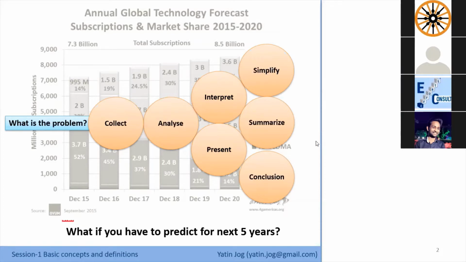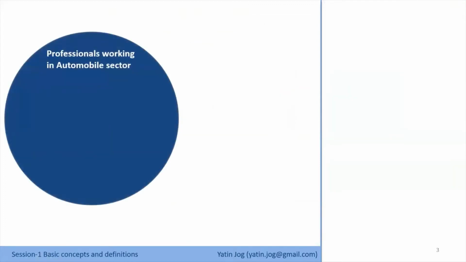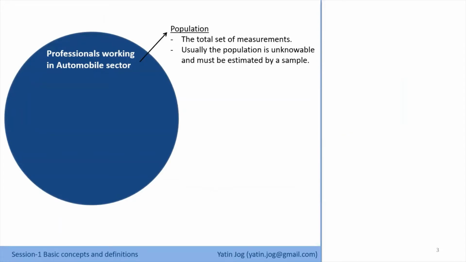Fine. Now we'll move to the next slide. Some basic definitions. First we'll look at the definition of population. What is population? Suppose I take the example of professionals working in the automobile sector. All over the earth, in this world, every person who is working in the automobile sector becomes part of my population. So population is the total set of measurements. Usually population is unknowable and must be estimated by a sample. That's why we need a sample.